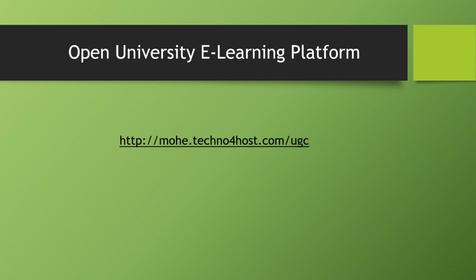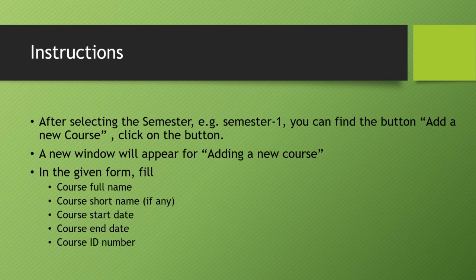As before, the Open University e-learning platform link, the instructions. After selecting the semester, for example semester 1, you can find the button add a new course. Click on the button. A new window will appear for adding a new course.